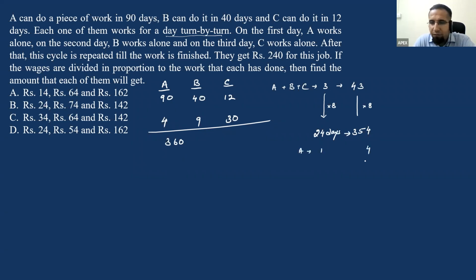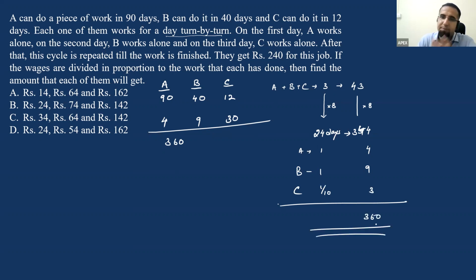A does how many units, guys? 4 units. Clear? So 8 times 43 is 344, my bad. A completes 4 units, so 348 is done. Then B completes the next day. B completes 9 units, that is 357. So C comes for one-third of the day and completes 3 units. And therefore, a total of 360 is completed.